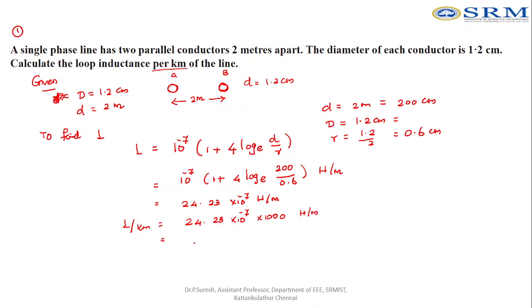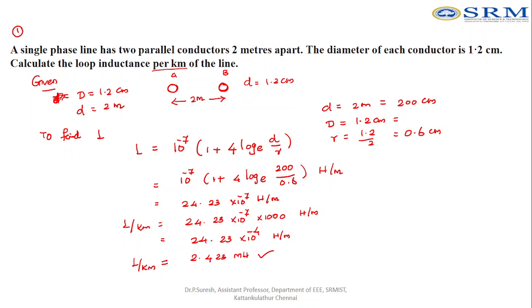This comes to around 24.23 into 10 power minus 4 henries per kilometer, or I can also take the inductance per kilometer value as 2.423 millihenries. So whenever two conductors are separated by 2 meters and the diameter of the conductor is 1.2 centimeter, the inductance of the transmission line for 1 kilometer is 2.423 millihenries. This much inductance is available.